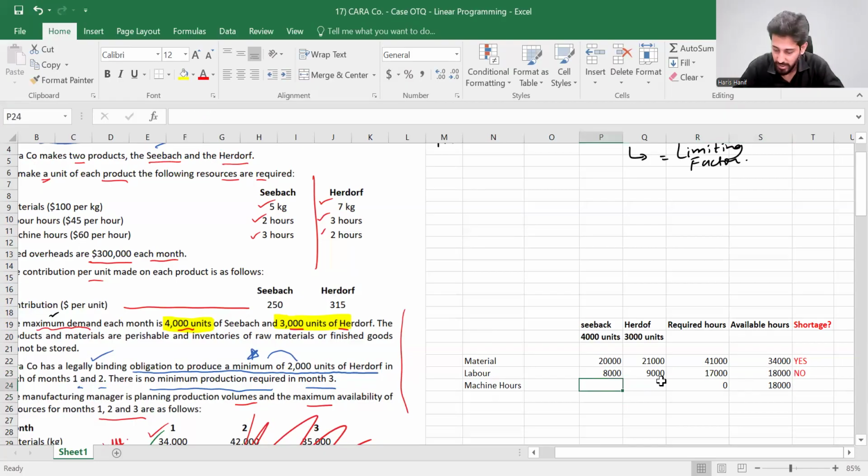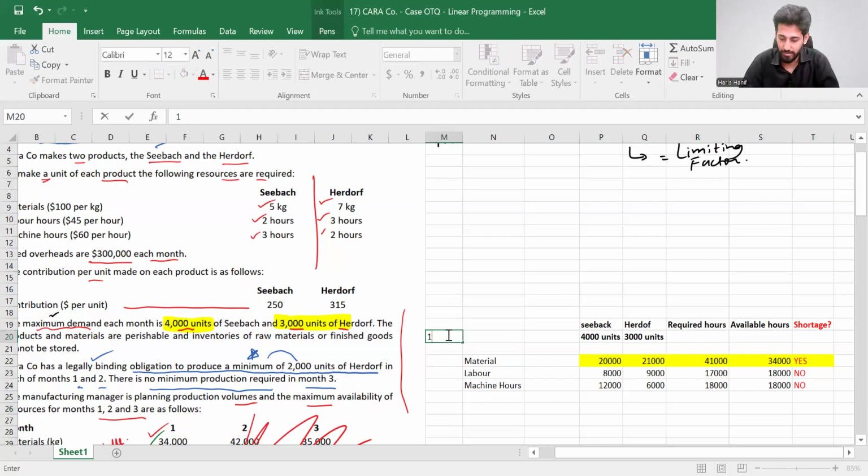Machine hours: 3 multiplied by 4,000 and 2 multiplied by 3,000. Again, there is no shortage. So the only limiting factor is material. The only limiting factor is raw material, right? So this is the answer for MCQ number 1.